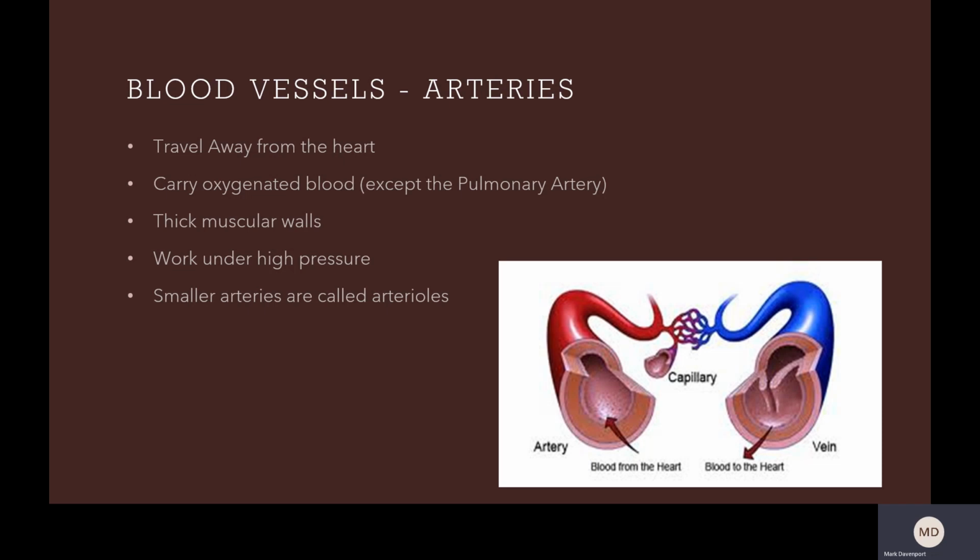So let's look at blood vessels now. The first thing we'll look at are arteries. As you hopefully remembered from that description of the flow of blood through the heart, arteries travel away from the heart and they carry oxygenated blood. Remember, apart from that pulmonary artery that I mentioned. They have thick muscular walls, and the reason they have thick muscular walls is because they work under high pressure, because it's got to get the blood out to the body, to the upper body, lower body, all over the body. So it needs to work at high pressure. And smaller arteries are known as arterioles.